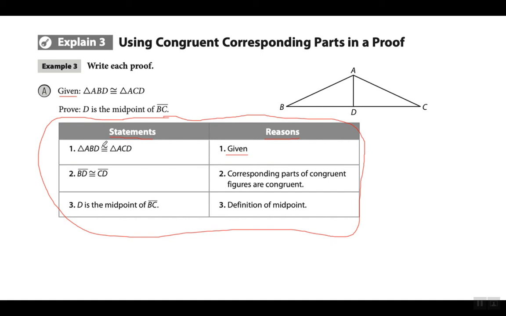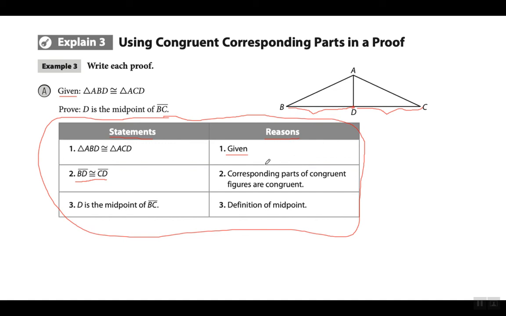Okay, so now that we got that out of the way, they're telling us that this triangle is congruent to this triangle. Now, in order to prove that D is the midpoint of BC, let's look at this picture real quick, D is in the middle of segment BC. Well, if we could show that this side right here measures the same as this side right here, that would tell us that D is exactly in the middle. So that's what they're writing here. Segment BD is congruent to segment CD.